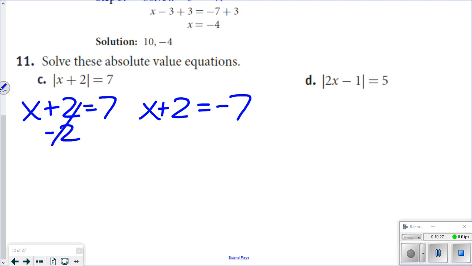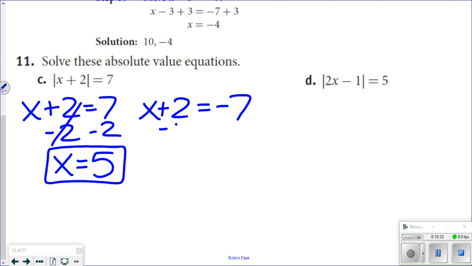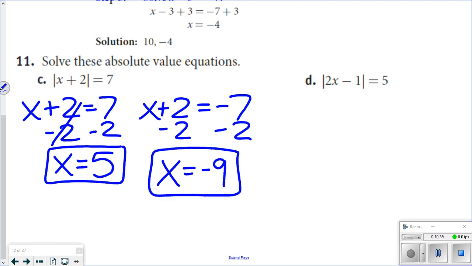Subtract 2, x equals 5. Subtract 2, x equals negative 9. So yes, you might be thinking this is double the work because I have 2 equations to solve, but remember we solve them the exact same way. Notice I subtracted 2 on both equations.